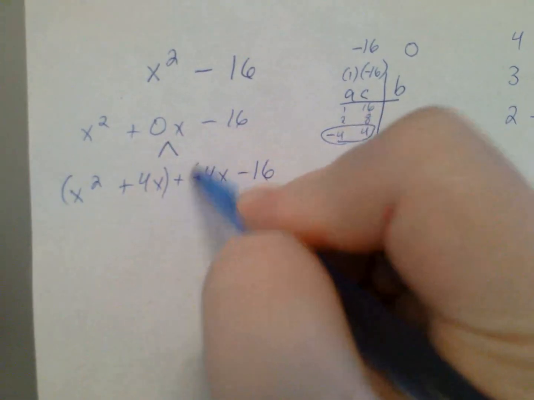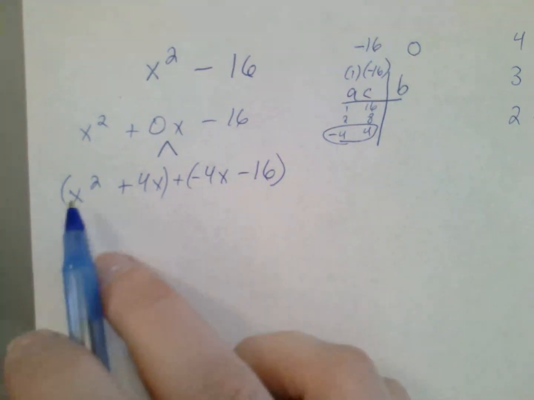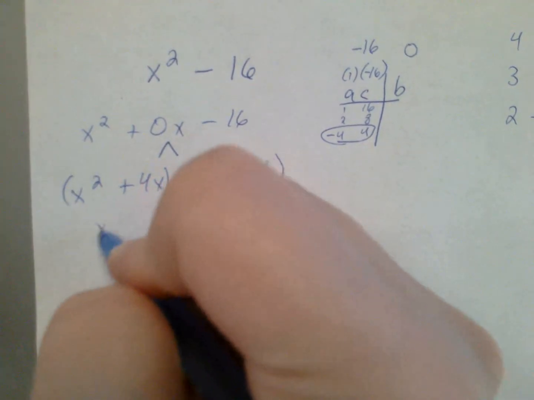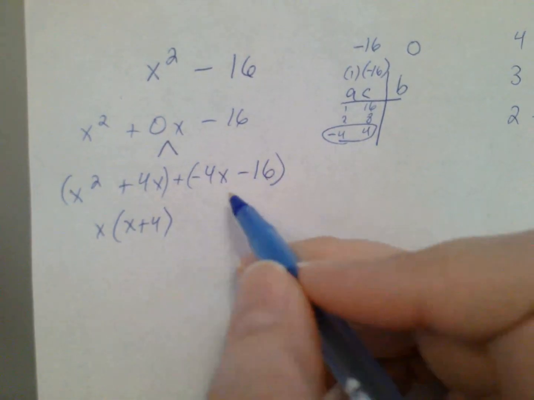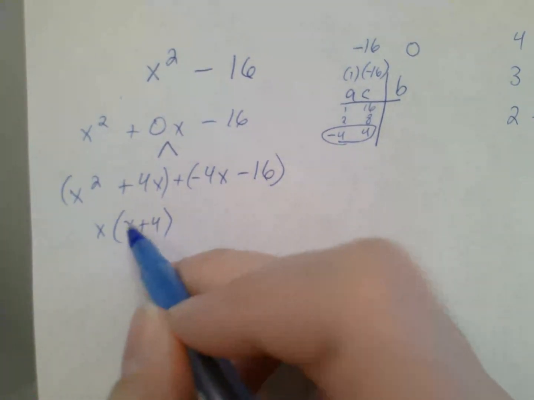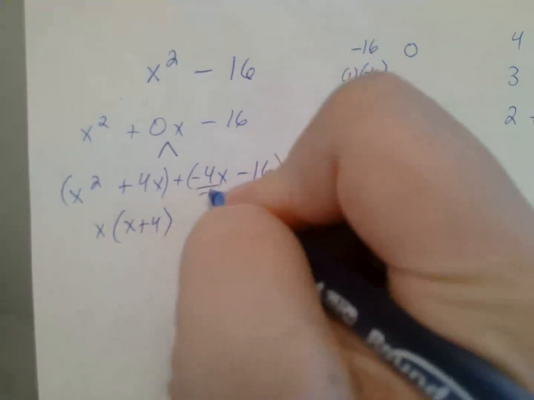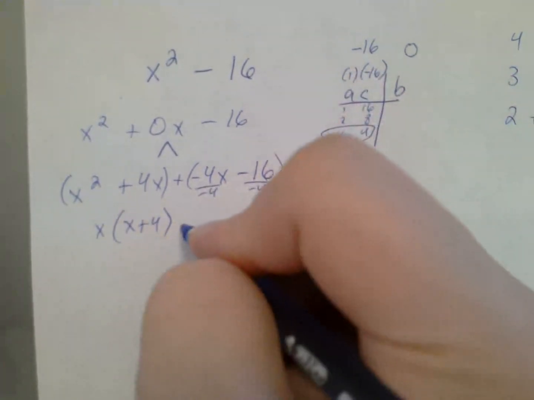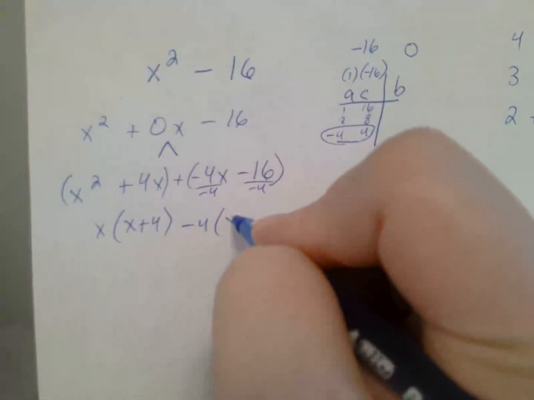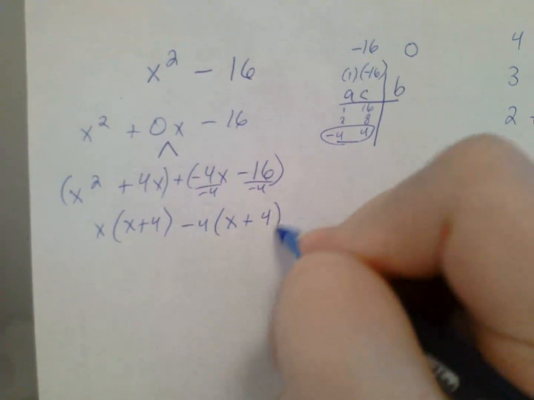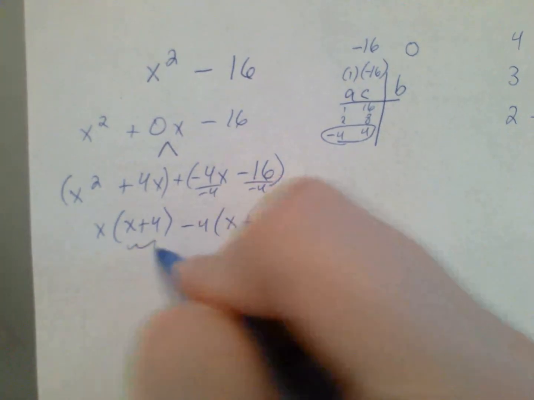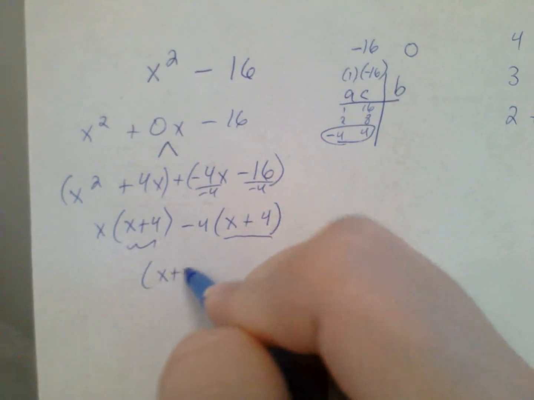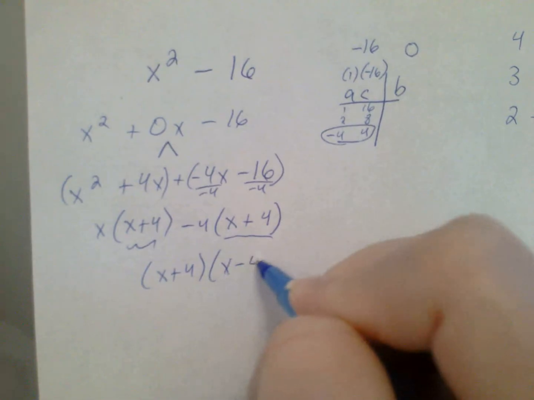All right, then we can do our grouping thing. The only thing we can take out of both of these is an x, which would leave us x plus 4. The only thing we can take out of the other two is, I would take out a negative 4 so that we have a positive x. We want these to match. So if you take out a negative 4, that would leave us a positive x and a positive 4. Negative 16 divided by negative 4 is positive 4. So we have our match. So we've got our x plus 4, x minus 4.